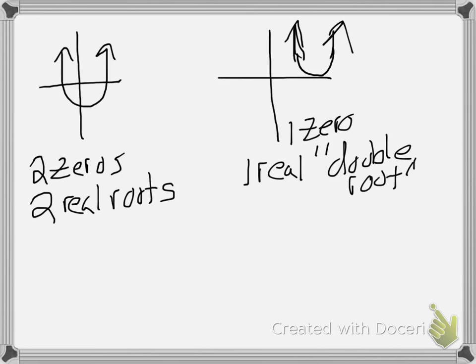Okay, and an example of this might be something like y equals x minus 2 squared. Okay, this point would be the point 2, 0. There's nothing over here. So obviously if we have 1 zero, it's kind of a double root, and you'll see why it's a double root a little bit later. Not today, but a little bit later.